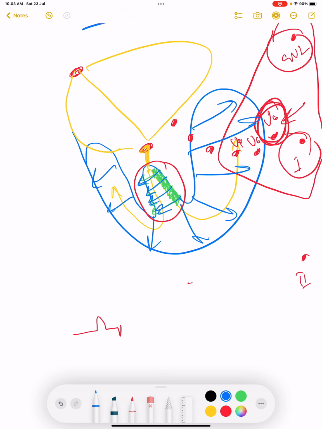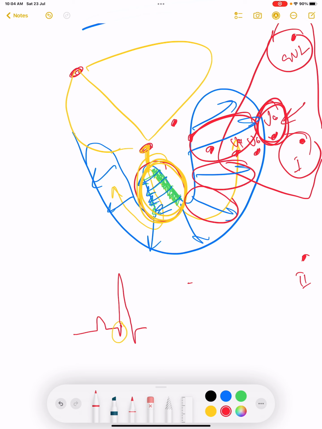Okay, so this depolarization of the septum will be demonstrated as a negative deflection, which will be a Q wave, and we can only see it in the lateral leads because it goes away from the lateral leads, not other leads. Then there will be a normal QRS complex, which is due to the depolarization of the ventricle going from the inner side to the outer side, and then a T wave and then a U wave possibly.